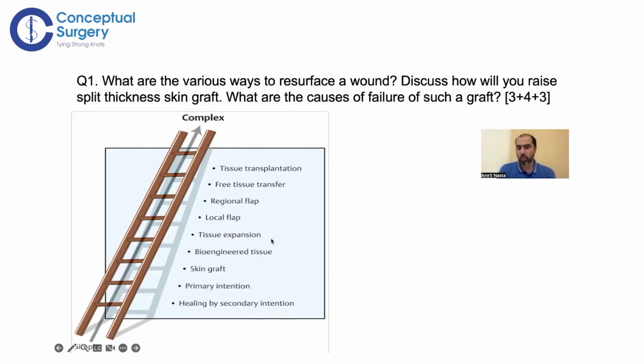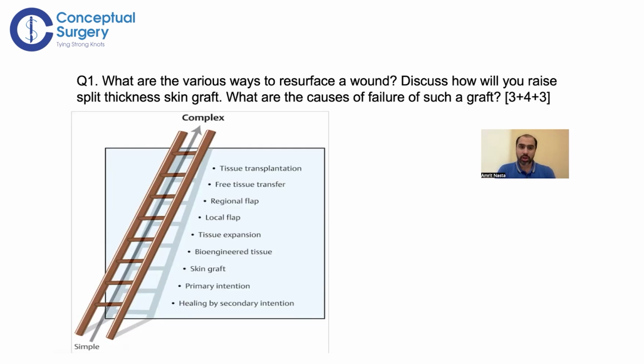When you go from down to up, the easiest thing to do is let the wound heal by itself. That is called secondary intention. Or you suture it, which is what we do in skin suturing. That is primary intention. But sometimes wounds are very big, like an ulcer. There we put skin grafts. Or you can use bioengineered tissues, tissue expanders, like those used in breast reconstruction.